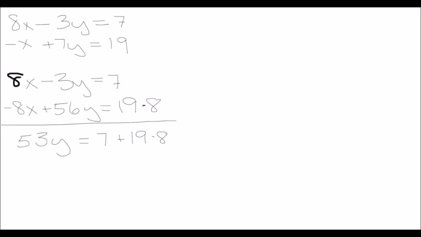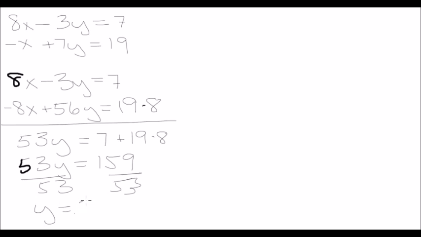And if you go ahead and do the multiplication out, you get that 53y is equal to 159. And then you divide both sides by 53. You get that y is equal to 3. So that's my first step. I have that y is equal to 3.